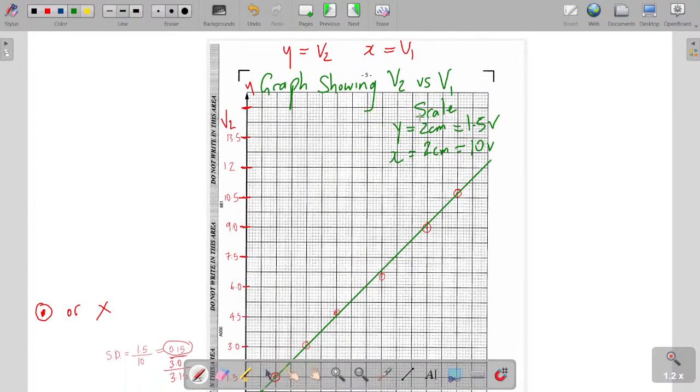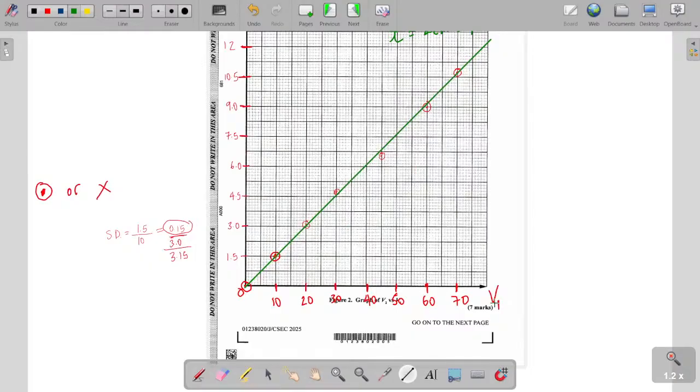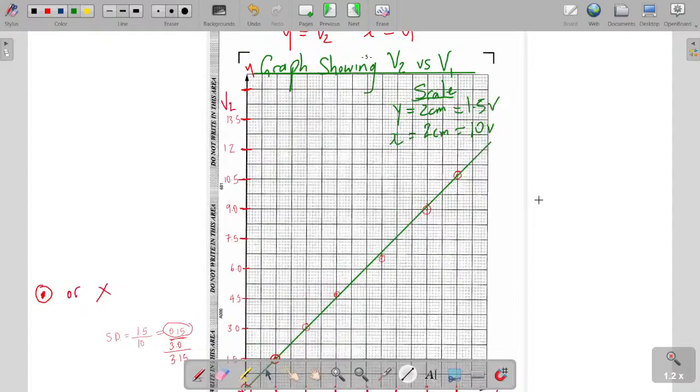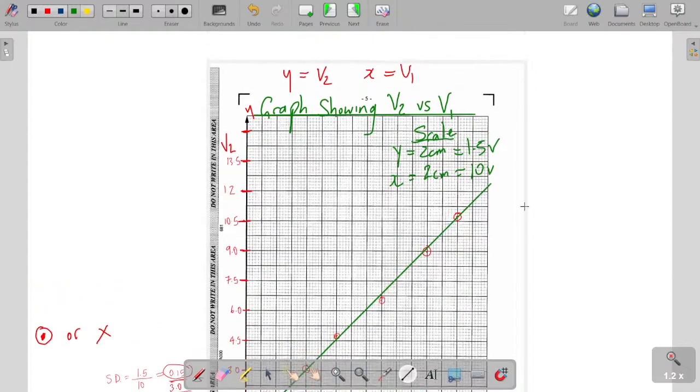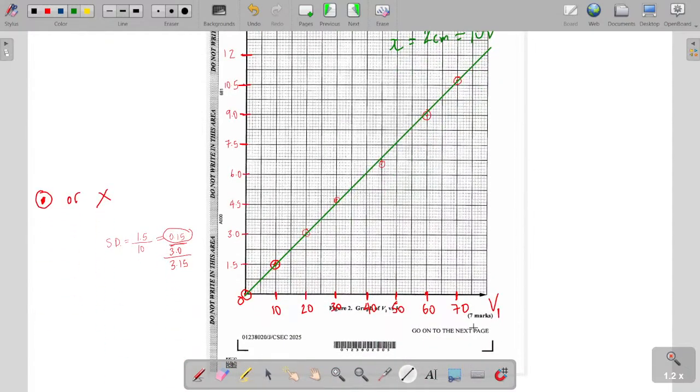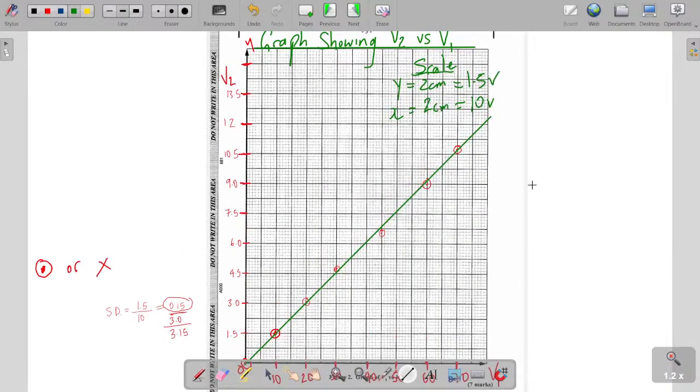Alright, so we have our scale, we have our title, and our title should be underlined. Right, we have labeled our axes, and we have our line of best fit. So with all of that information, you should be able to get your 7 marks for the graph.